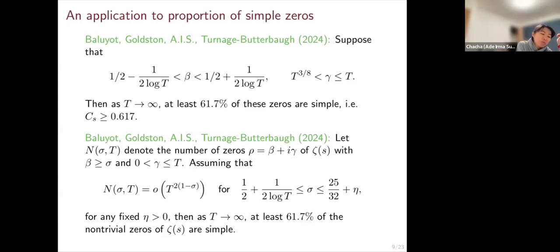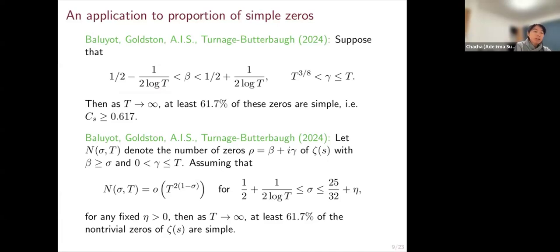But now, we don't want this gamma to go from 0 to t, because then when t goes to infinity, this range will just go to a half, and that will just be the Riemann hypothesis. So that is ridiculous. Now, the thing is that if you count only up to t to the 3/8, then it doesn't actually contribute much to whatever we do.